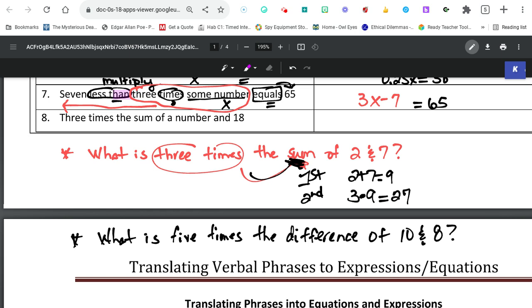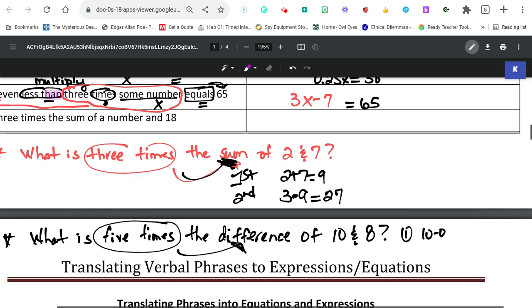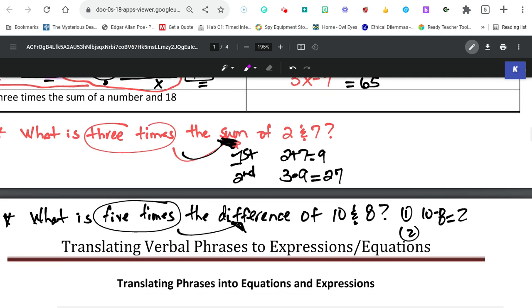What is 5 times the difference of 10 and 8? Well, I'm trying to figure out what 5 times this stuff is. 5 times the difference of 10 and 8. Well, the first thing you got to do is find the difference of 10 and 8, which is simply 2. And once you find the difference of 10 and 8, then you can multiply that difference by 5. So 5 times the difference of 10 and 8, or 5 times 2, is 10.